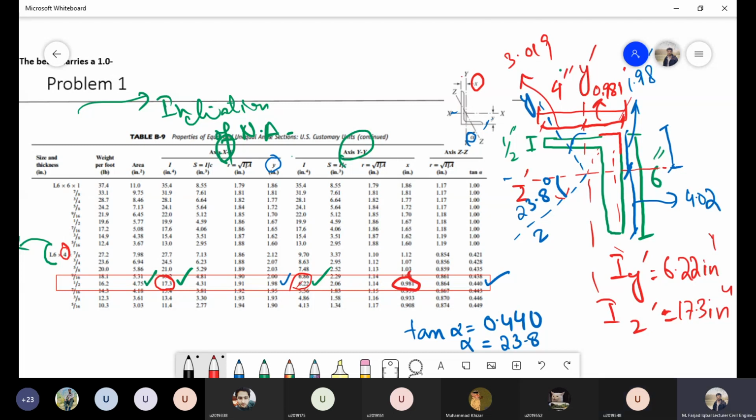Okay, so you have this angle as 23.8, and what will be your IZ now? Or first let's calculate IY, because IY is directly given in this diagram. So what will be your IY? Now you have to be careful. IY is this axis, which is shown with the blue line. This is my IY. So can anyone tell me what is IY?